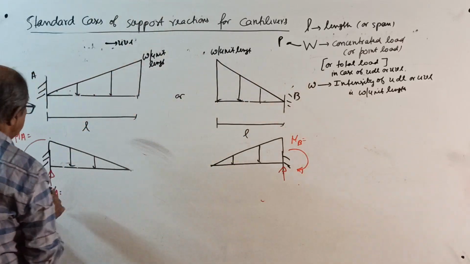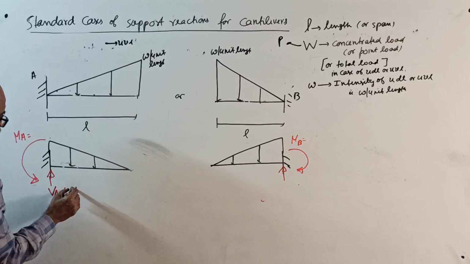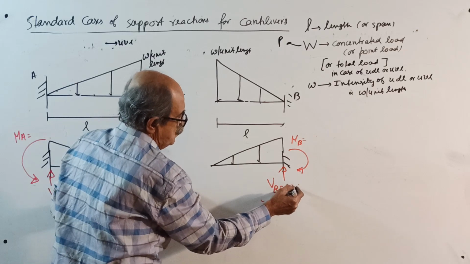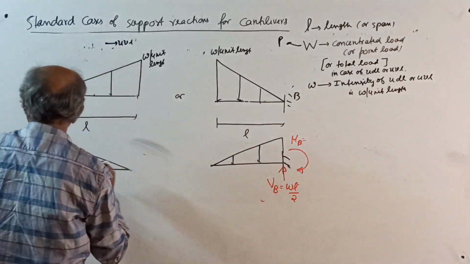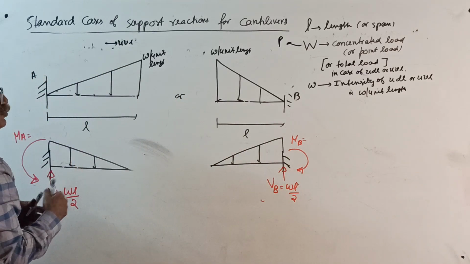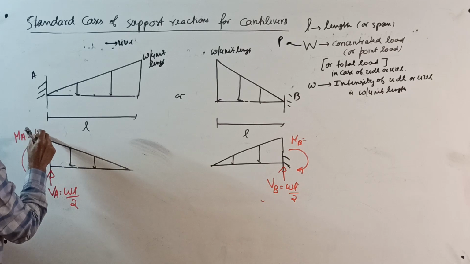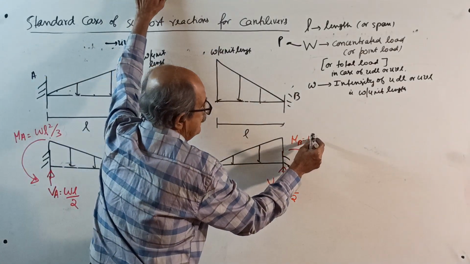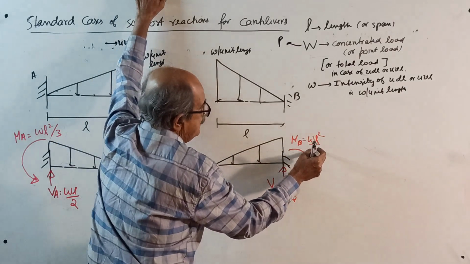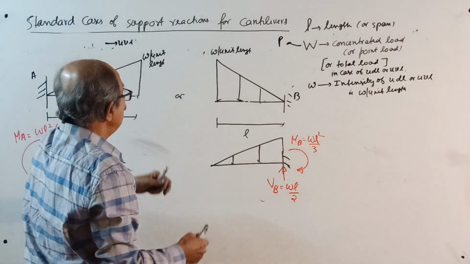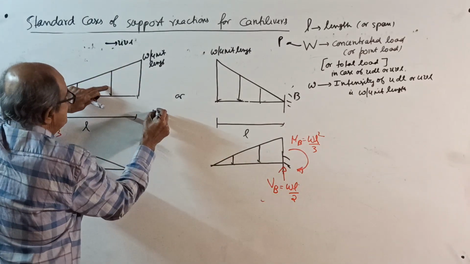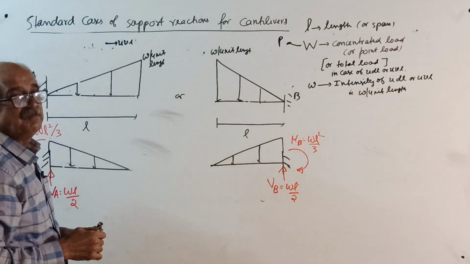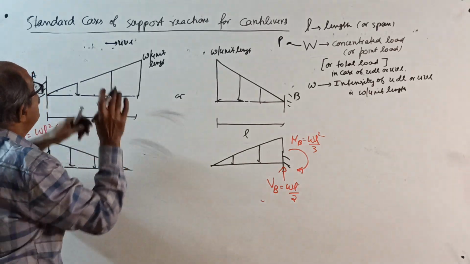In that case, this reaction VA equal to WL by 2, same answer as last time. Here also VB equal to WL by 2, but the moment will change: WL by 2 into 2/3 L. I got the answer, WL square by 3, not 6 like last time, because WL by 2, the total load, into 2/3 of L, the 2 will cancel. Okay, leave it. Now, make a note.